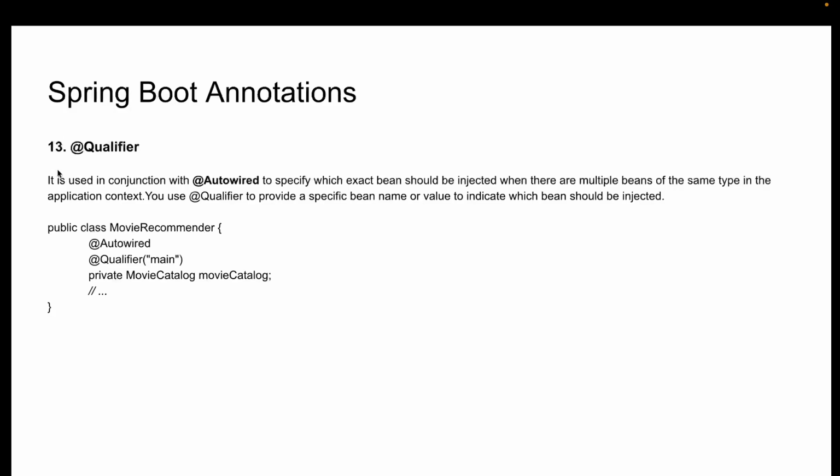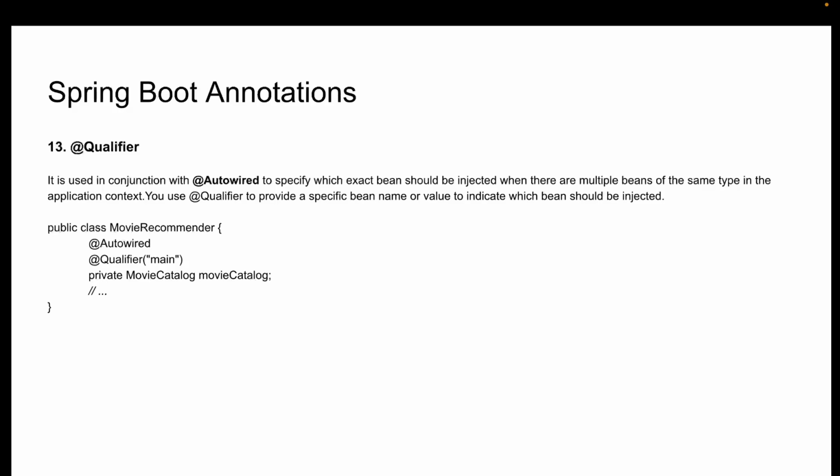Let's see. This is another annotation, @Qualifier. The @Qualifier annotation is sometimes used with @Autowired. It is used in conjunction with @Autowired to specify which exact bean should be injected when there are multiple beans of the same type in the application context. You use @Qualifier to provide a specific bean name or value to indicate which bean should be injected.